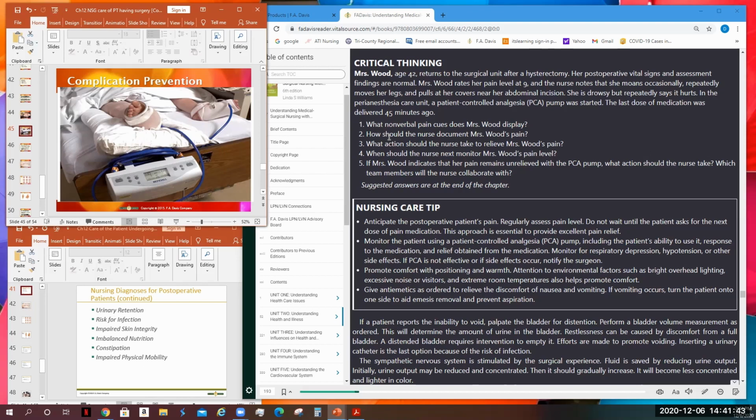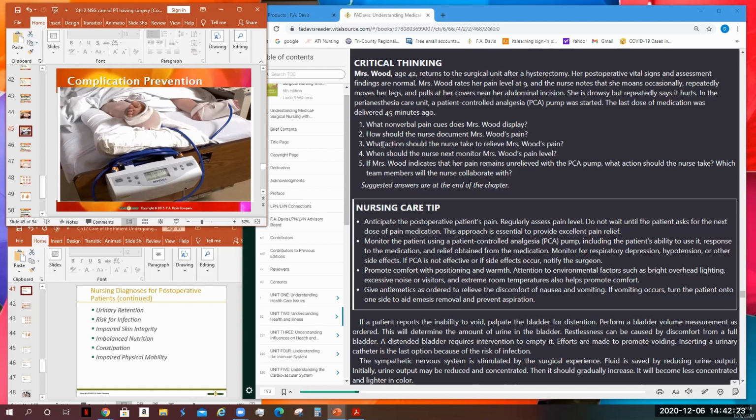Number 3, what action should the nurse take to relieve Mrs. Wood's pain? Encourage the patient to use the patient-controlled analgesia (PCA) button if there is pain. Reinforce teaching on the PCA pump as able. Administer additional multimodality medications as ordered. Also, consider other pain relief measures such as patient warmth and positioning, as well as environmental issues such as bright lighting, room temperature, and noise.